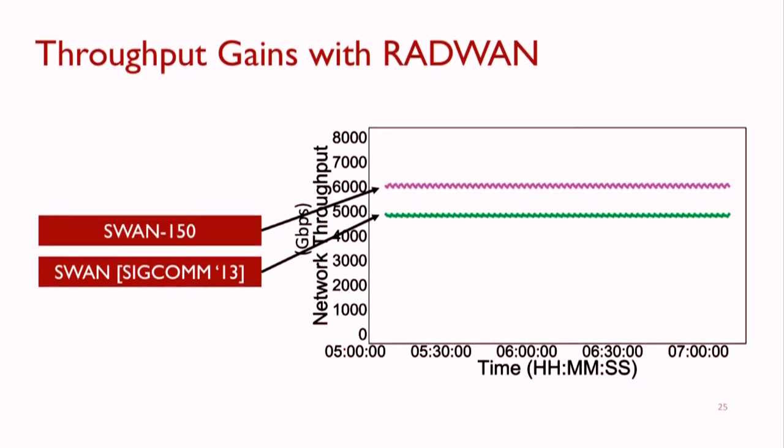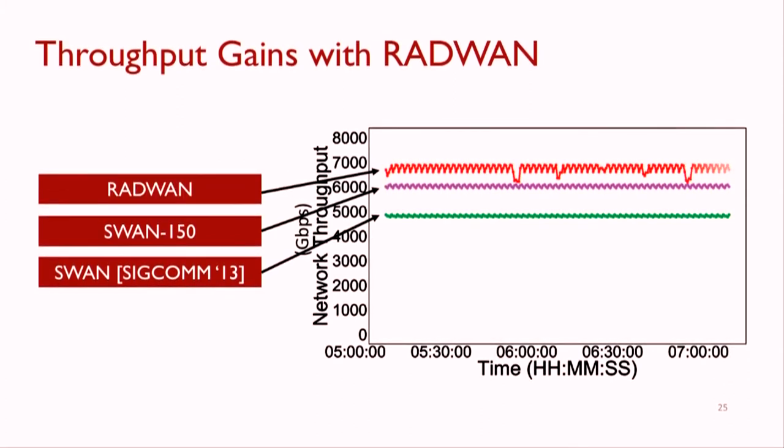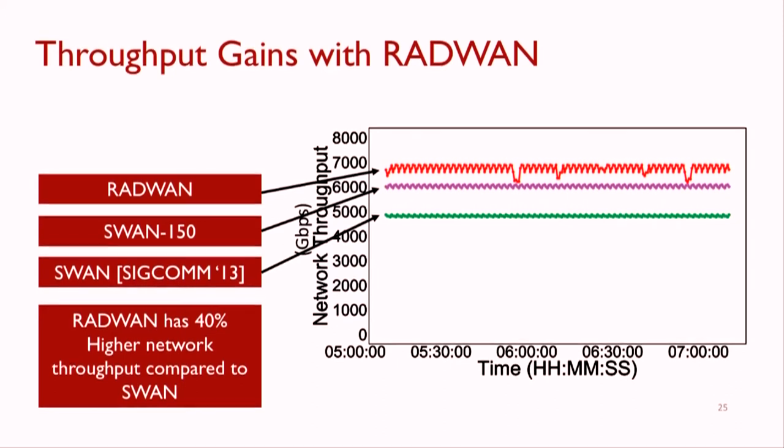So it achieves slightly higher throughput. This is SWAN with 150 gigs of capacity on each link. Again, using the real measurements of SNR and real network topology. This is what RADWAN does. It performs 40% better than state-of-the-art SWAN controller in terms of optimal throughput achieved.